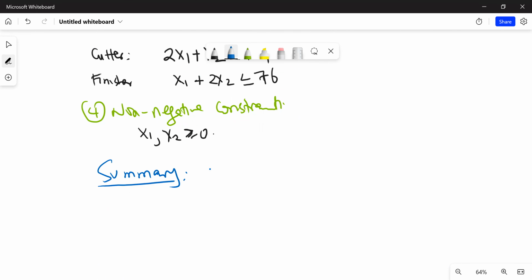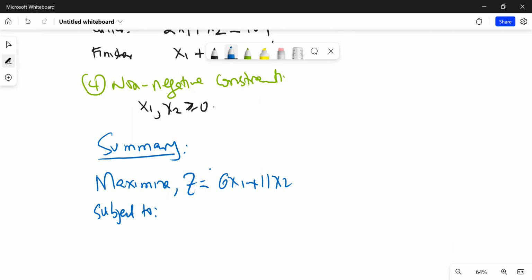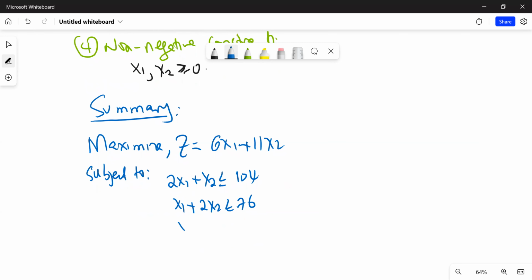The objective function, which is maximize z, which is equal to 6x1 plus 11x2. You do that subject to the first resource constraint, 2x1 plus x2 less or equal to 104. Then we have x1 plus 2x2 less or equal to 76. Then we have the non-negative constraints, x1 and x2 are non-negative.